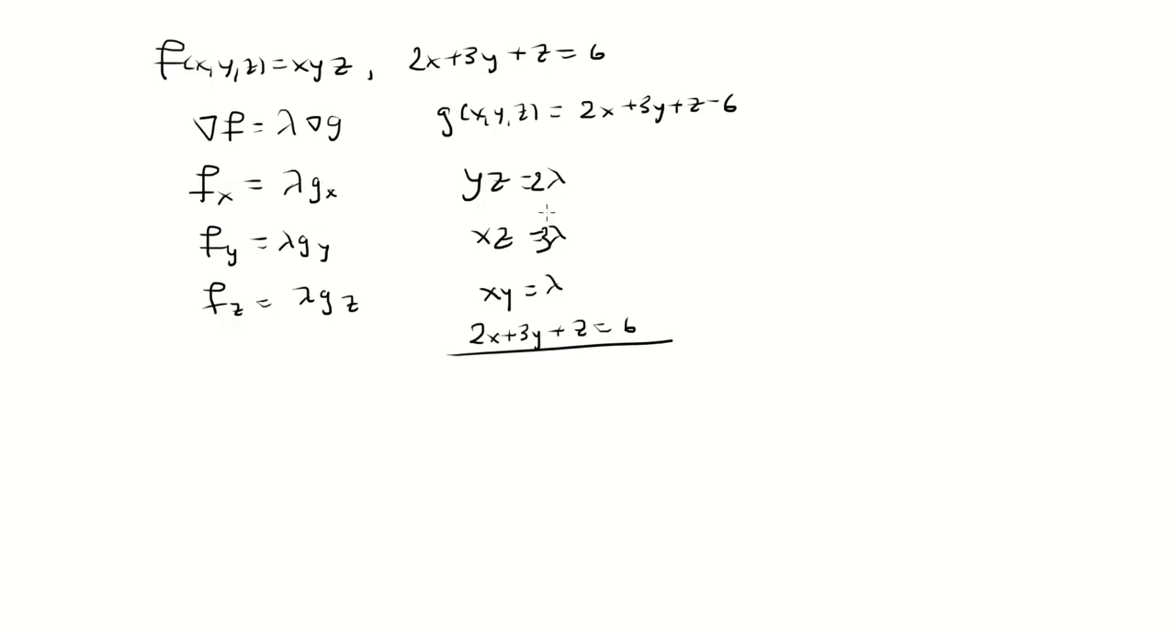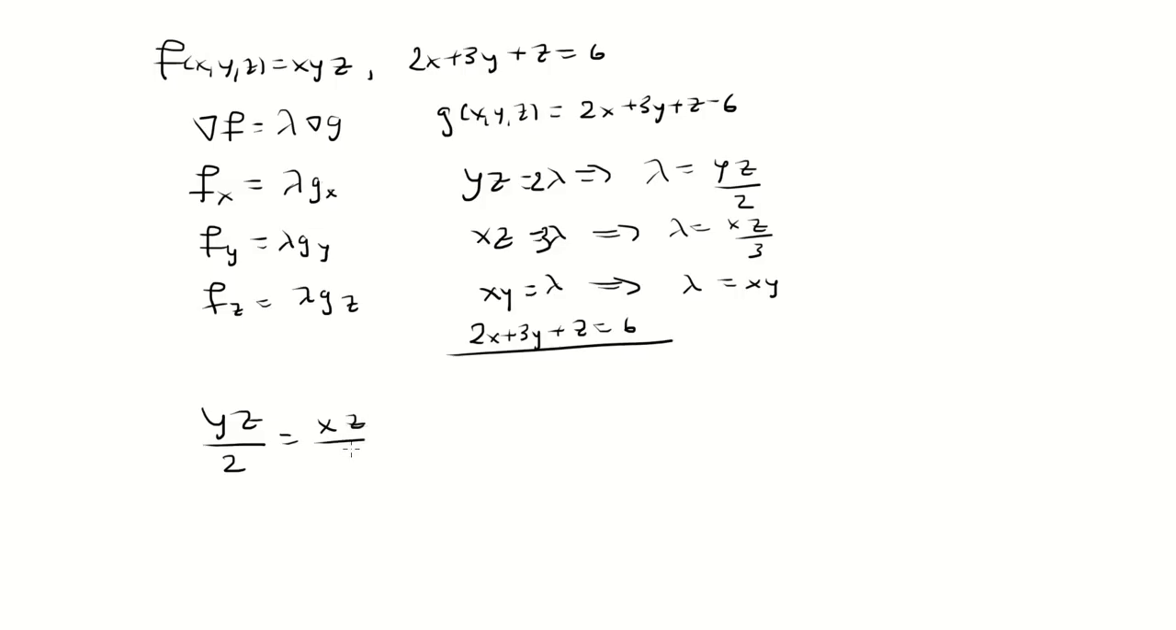Notice that on the right side we have lambda times a constant. So we can solve for lambda for all of these. That's yz over 2, xz over 3, and then obviously this is just xy. So now we can set these all equal to each other, since they're all equal to lambda. yz over 2 is equal to xz over 3 is equal to xy.